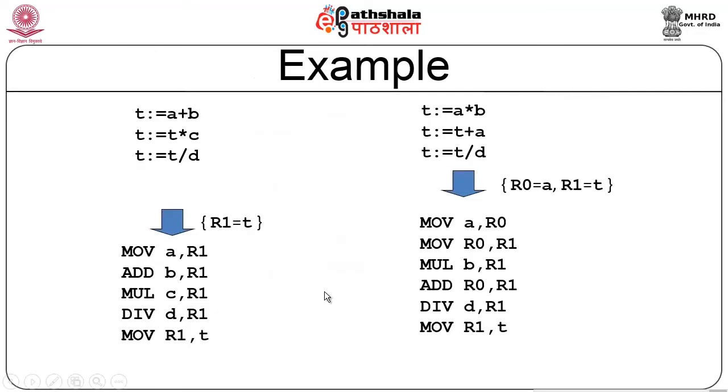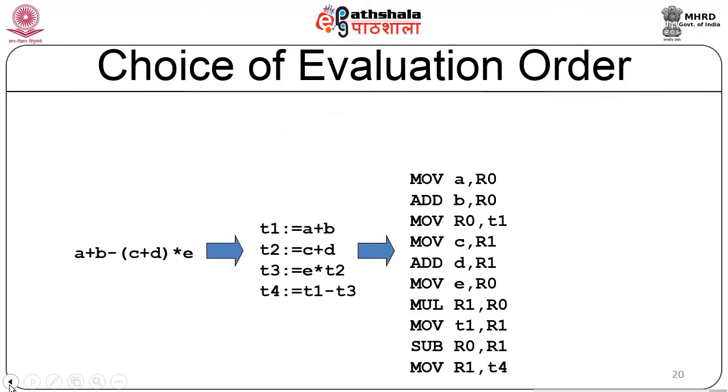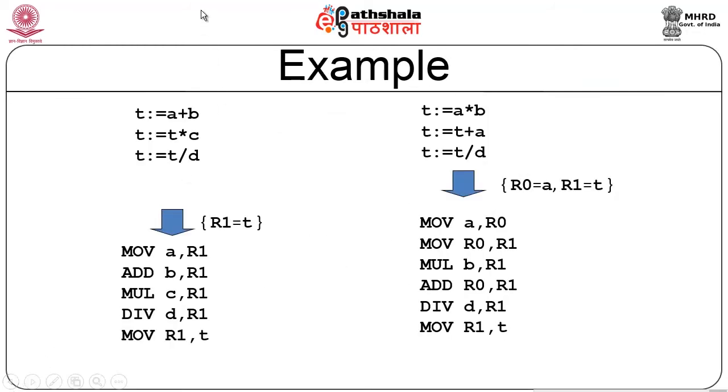Now let us take this case. Consider T is equal to A plus B, T is equal to T into C, T is equal to T by D. And here again consider T is equal to A into B, T is equal to T plus A, and T is equal to T by D. Now look at these two codes separately. The variable T, though it is temporary, is used more number of times in this piece of code. So I can allocate register R1 for the variable T.